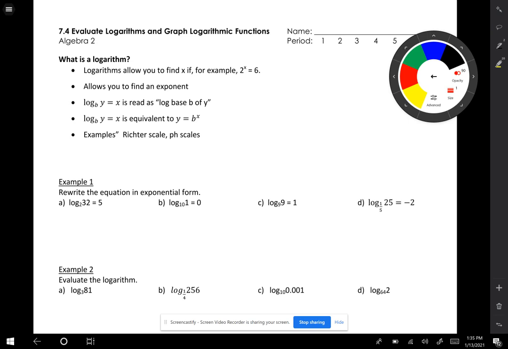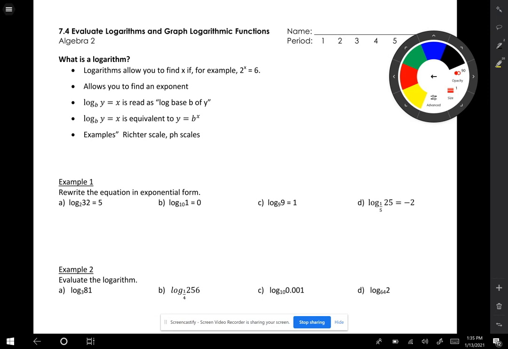Hello, Algebra 2 students. Today we are doing 7.4 notes, evaluate logarithms and graph logarithmic functions. So in sections 7.1 and 7.2, you learned what exponential growth and exponential decay functions are. And this section will kind of tie those sections into this one.